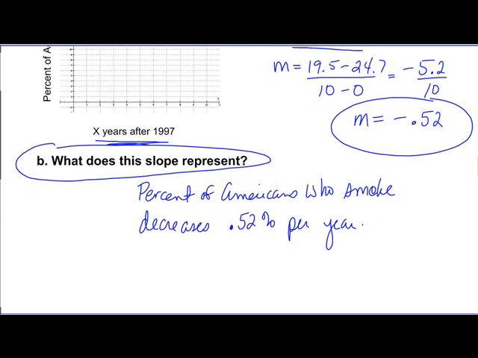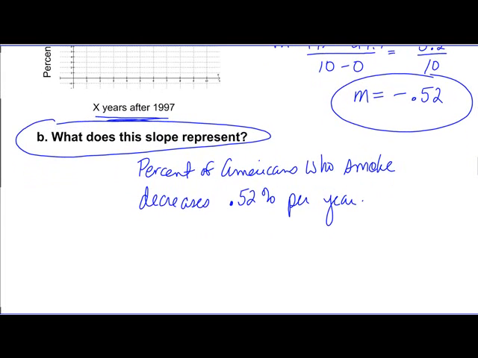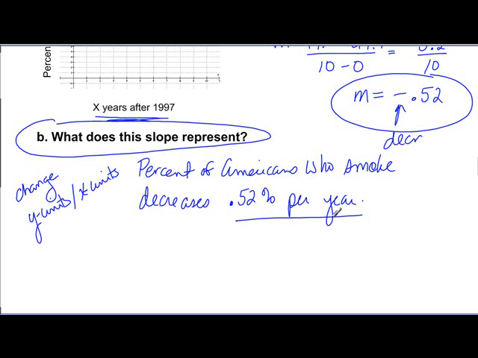To be able to describe what the slope represents, you have to think about the change. How much change? If it's a negative number, it's decreasing. If it's a positive number, then it's increasing. The amount of change, and the units are going to be Y units per X units. So since the Y units are percent and the X units are year, then we're talking about percent per year.